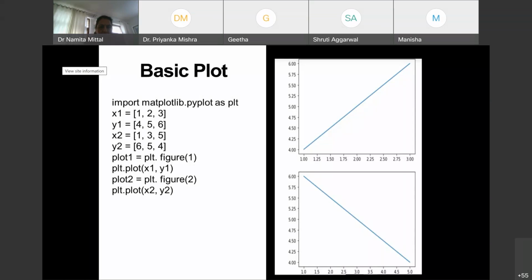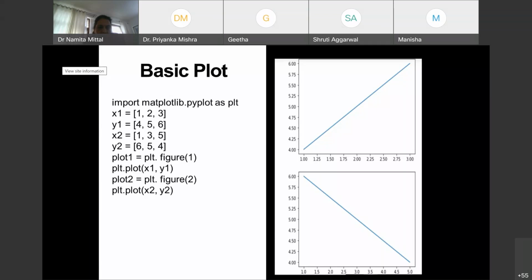प्लॉट 1 को हम प्लॉट कर रहे हैं. अब जो भी प्लॉट होगा वो, क्योंकि मेरे पास अभी जो मेमोरी में है वो फिगर 1 है, तो व्हाट आई एम डूइंग, plt.plot. प्लॉट इज अ मेंबर फंक्शन. उसमें क्या पास कर रही हूँ, x1 y1.